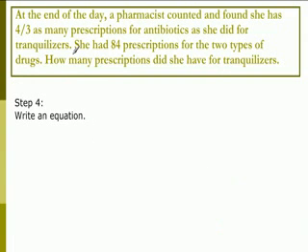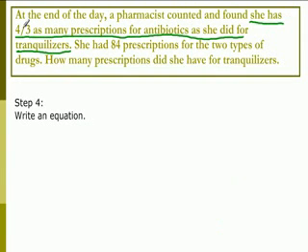Alright, so we need to write an equation. First of all, we know that she has 4/3 as many prescriptions for antibiotics as she did for tranquilizers. So she has 4/3 as many. That means she has to multiply by 4/3 at the end of the day to figure out how many antibiotics or tranquilizers she has. So she has 4/3 more of antibiotics than tranquilizers. Okay, so she has 4/3 as many.